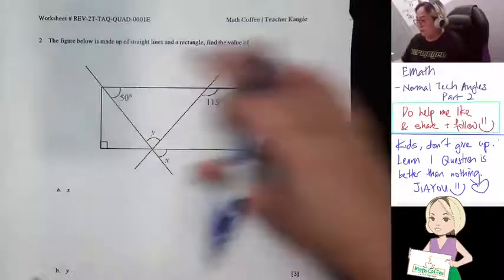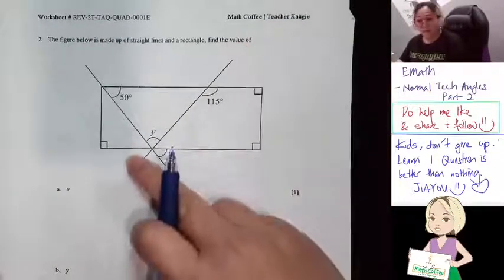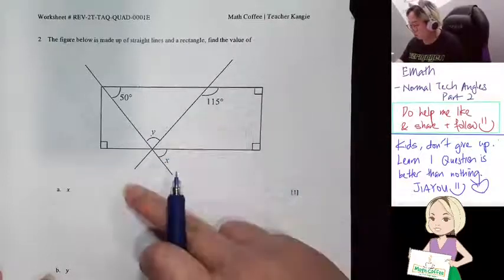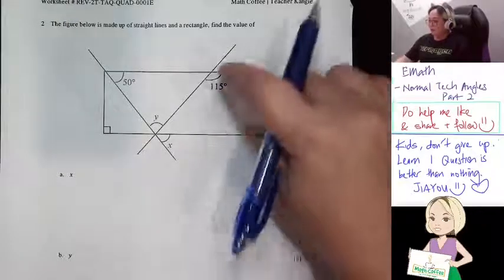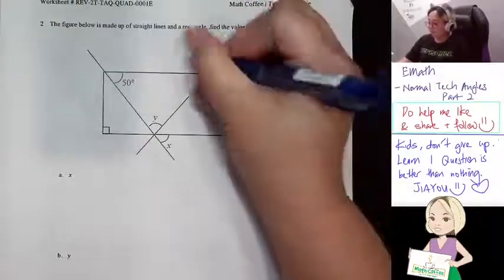Okay. The figure below is made up of a straight line and a rectangle. Find the value of X and Y. So let's see. Okay, I work from the 115 first. Let's find this angle here.